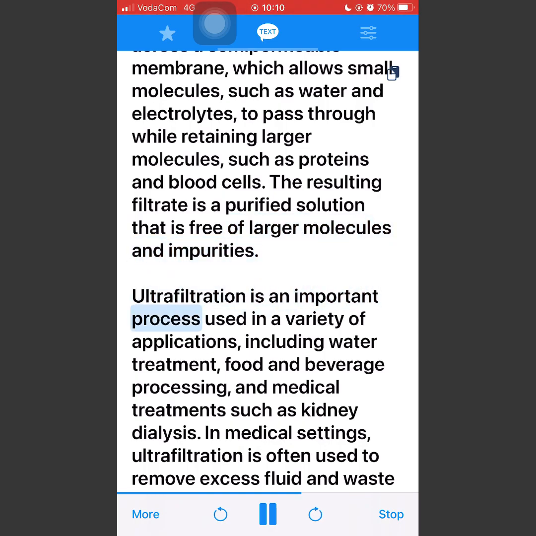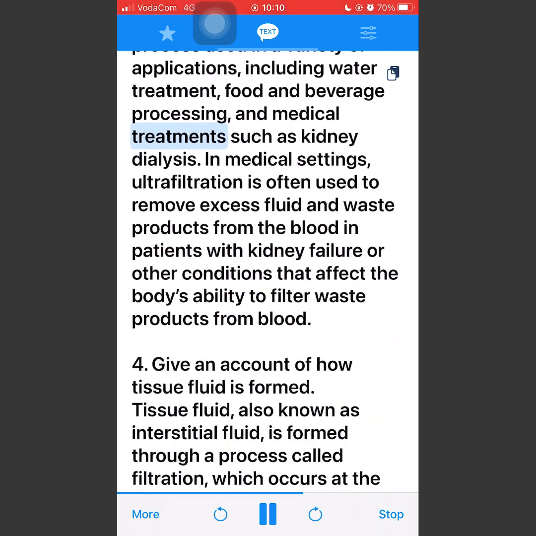Ultrafiltration is an important process used in a variety of applications, including water treatment, food and beverage processing, and medical treatments such as kidney dialysis. In medical settings, ultrafiltration is often used to remove excess fluid and waste products from the blood in patients with kidney failure or other conditions that affect the body's ability to filter waste products from blood.